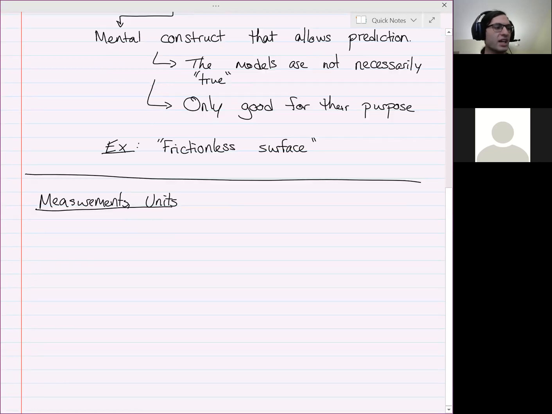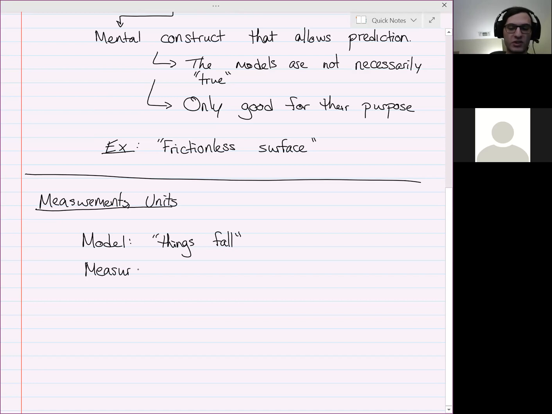So the issue here is that a model might tell you that an apple will fall off a tree, or that the apple will hit the ground after it falls off the tree. What a model won't tell you, or at least you will need to specify what you're using in the model to tell you this, is that the apple falls at 10 meters per second squared, or has an acceleration of 10 meters per second squared. So the model is things fall. Great. The measurement or unit is it falls at 10 meters per second squared.